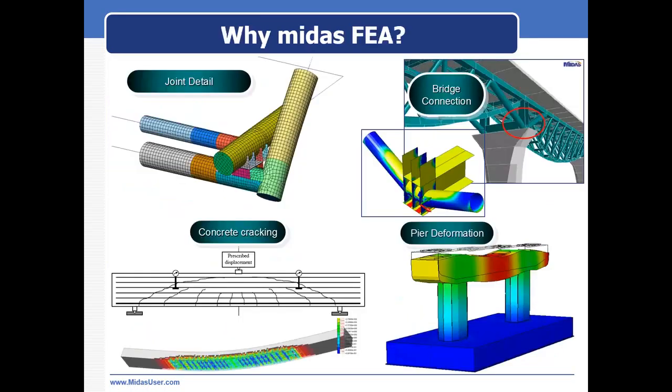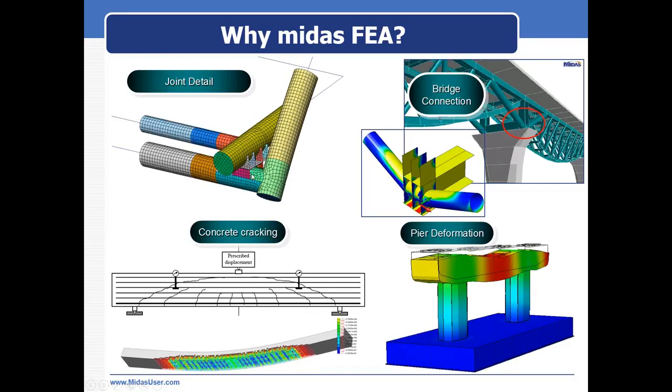To proceed, the first question that comes to our mind is, why should we use Midas FEA? The answer is here. Let's discuss some of the major application areas in bridges where Midas FEA is quite commonly used. First is the joint detail. Let's say my girders or beams are coming at this location and are connected in some sort of way like this. This is the display of connection.